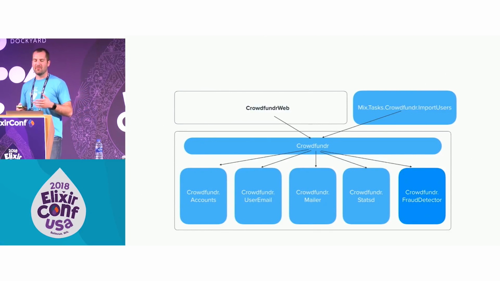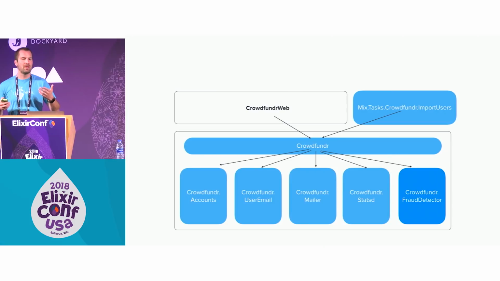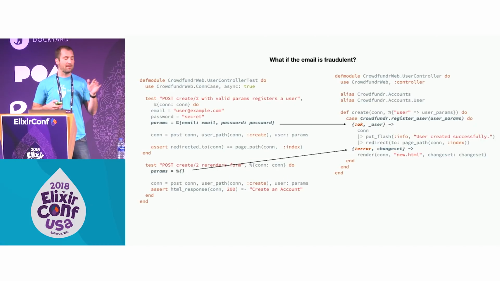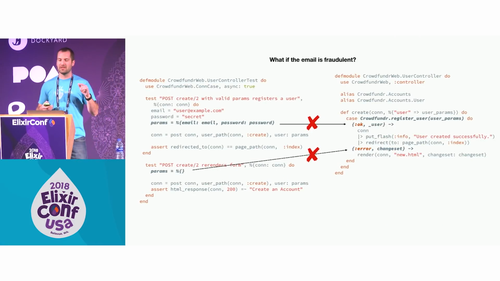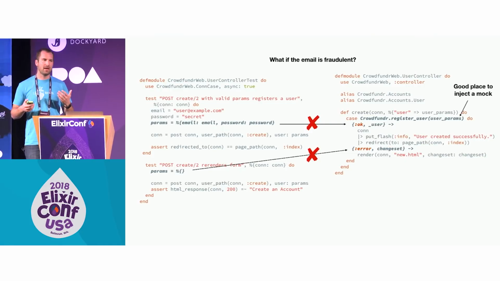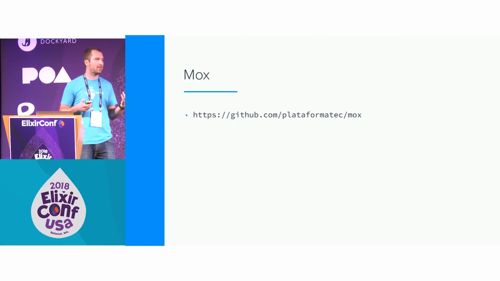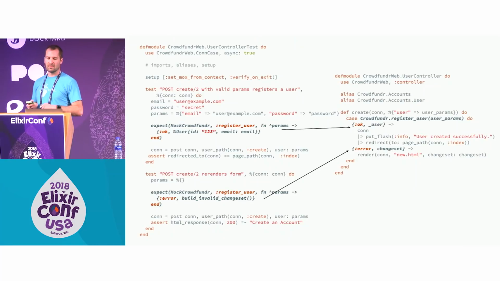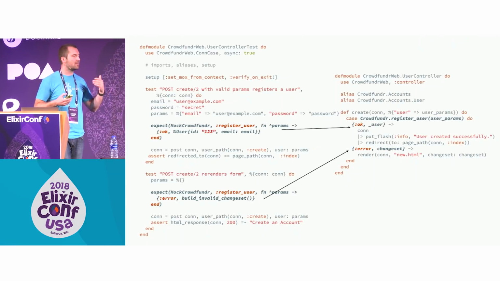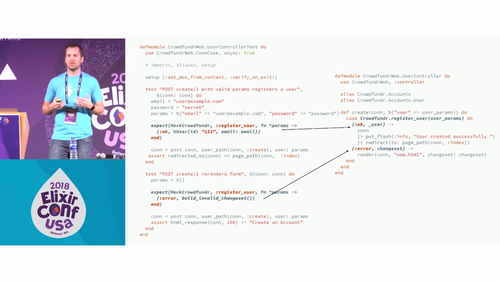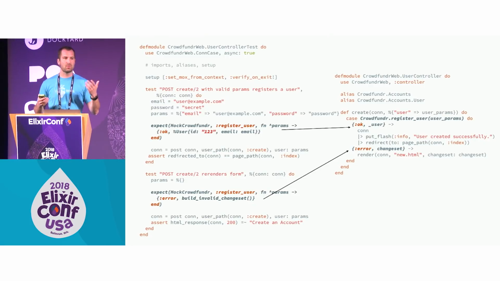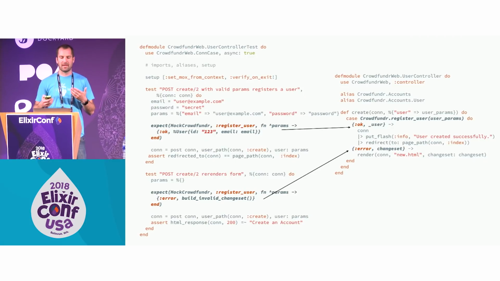But what happens if we add maybe a fraud detector that isn't totally transparent, and maybe we don't always know the parameters that are going to be needed to pass the fraud detector? Well, then maybe these parameters are not going to match up anymore with a return type. So how do we still test those code paths? Well, this is really a good place to inject a mock. And there's a great library out there called Mox. It's by Plataformatec, and it allows you to build mock implementations perfect for scenarios like this. And what we can do is say, expect that the mock Crowdfundr receives register user, and we either return OK user or error changeset to trigger those code paths. And that's great. That'll make our test more decoupled from that public API.